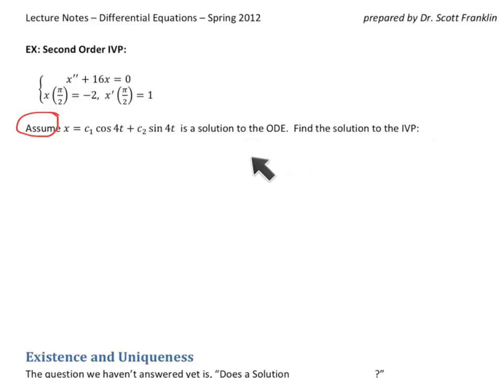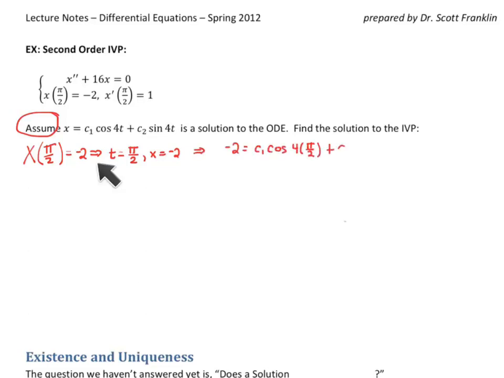What's a little bit different about this now is that in order to use our initial conditions, we're going to have to use the original function, but we'll also have to use the derivative. So the first part's the same. Just plug in the initial condition, which is x of pi over 2 equals negative 2, which means we're going to let t equal pi over 2 and x be equal to negative 2. So plug that in, plugging it into here, where there's a t, put pi over 2, and over here where there's an x, put negative 2.